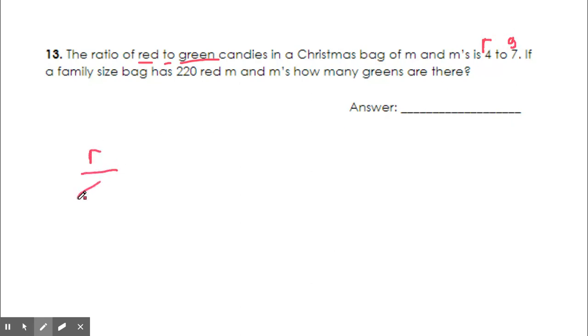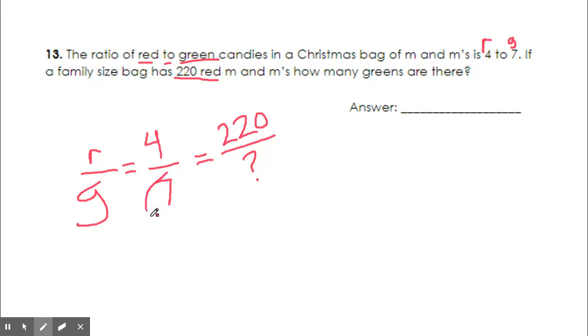Red, green, 4 to 7. We want to know, though, what if there are 220 red? So it's going to line up with my red. It's going to go on the top with my 4. We want to know how many green. So this is the part we're looking for. So I'll need to do 7 times 220. So 220 times 7.